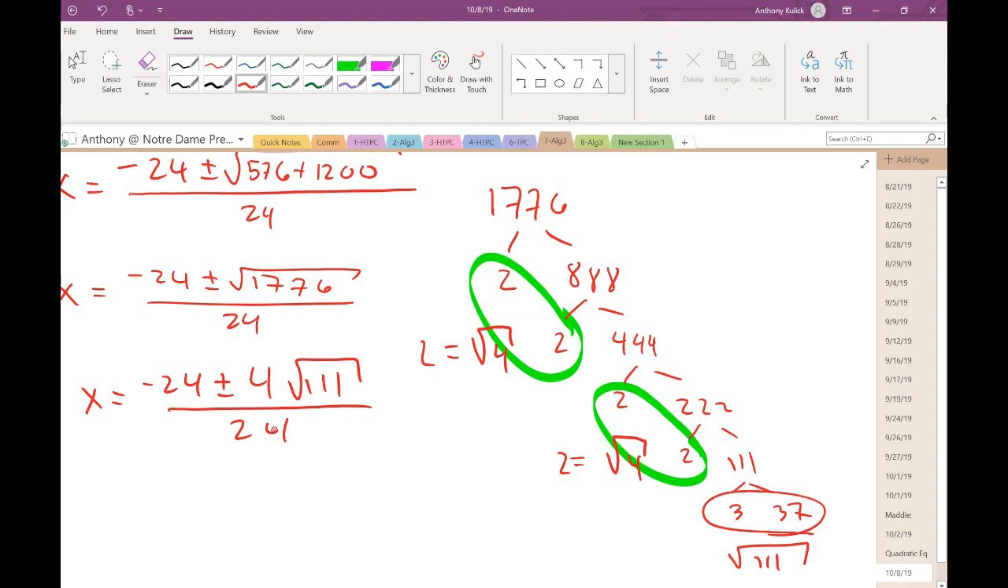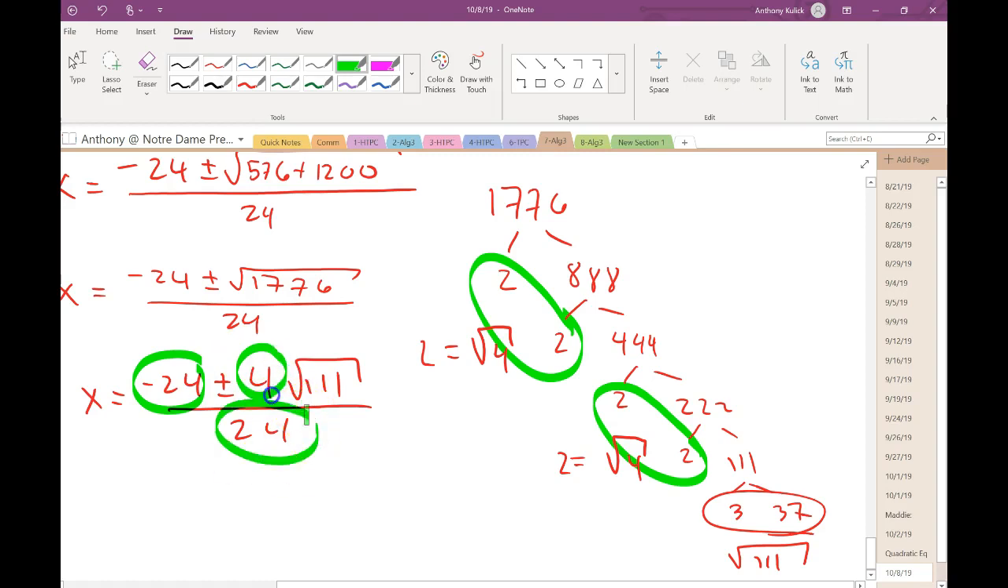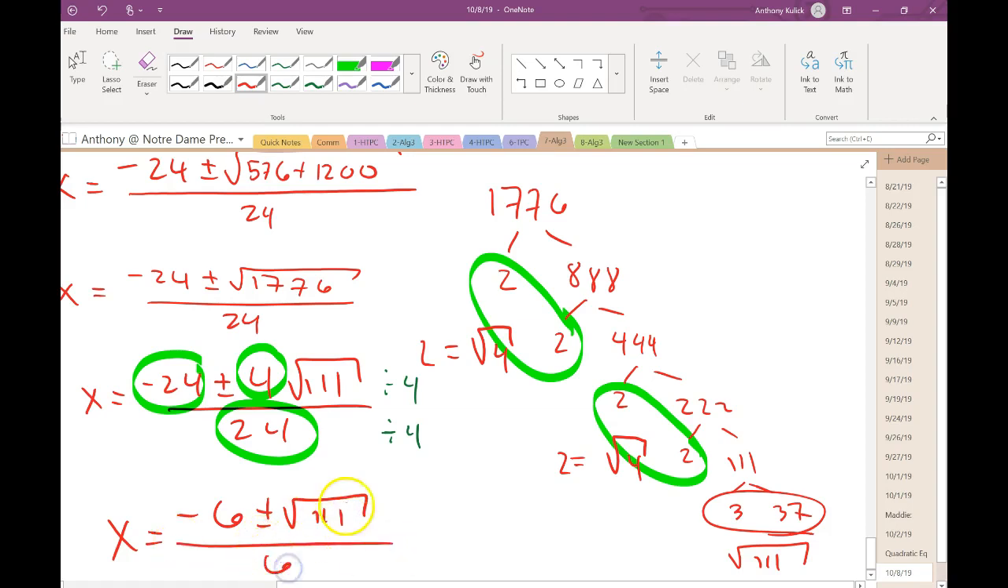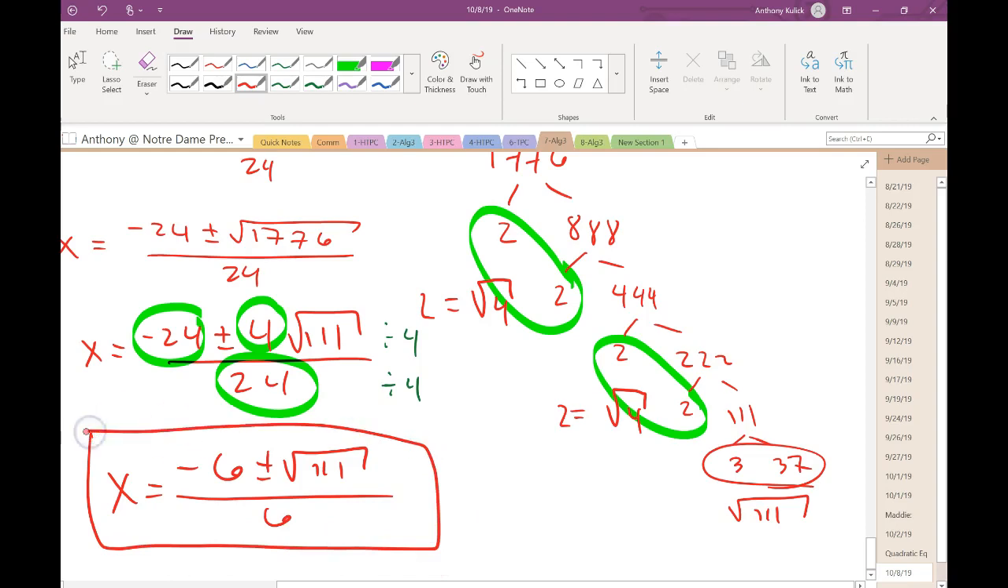And now, there's still a little bit more simplifying I can do. Notice that if I look at the coefficients here, negative 24, positive 4, and positive 24. Do you notice something? They're all divisible by 4. So I can do that and simplify this down to 6 plus or minus the square root of 111 over 6. What do you guys think?